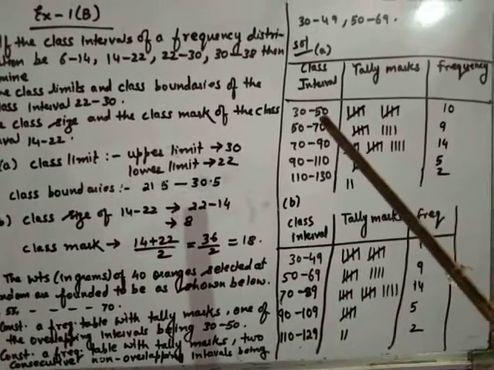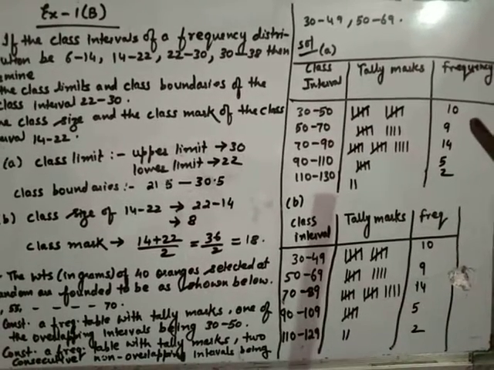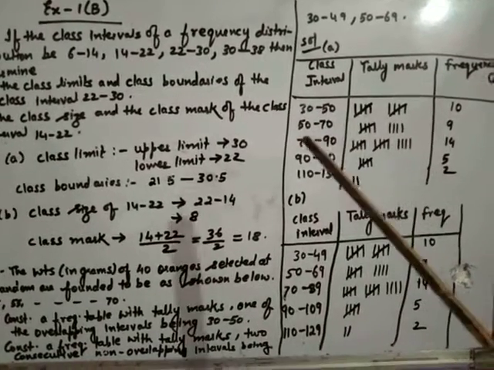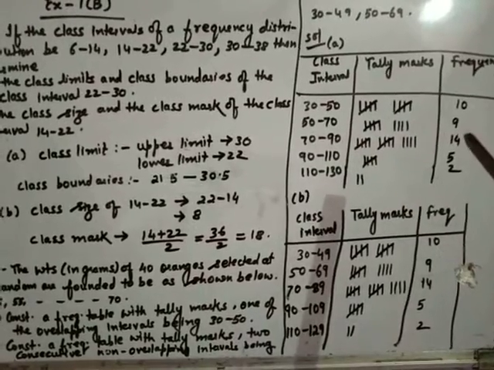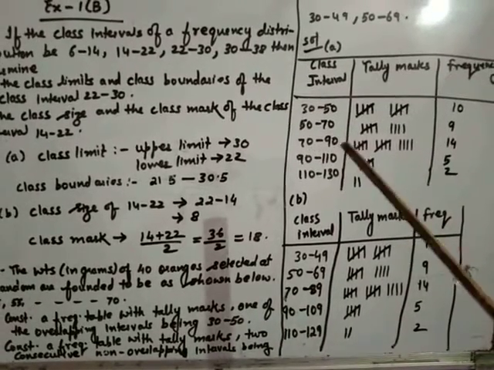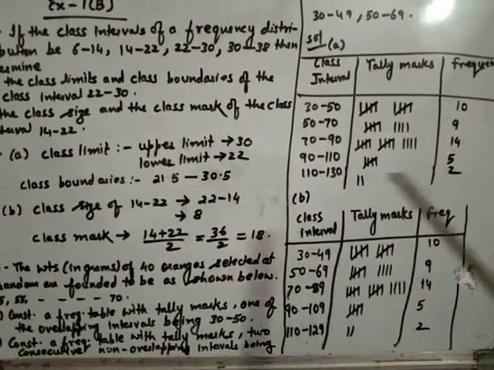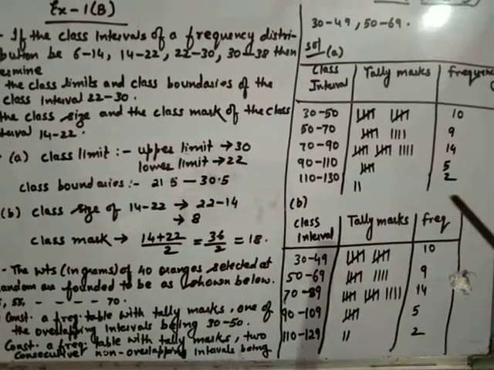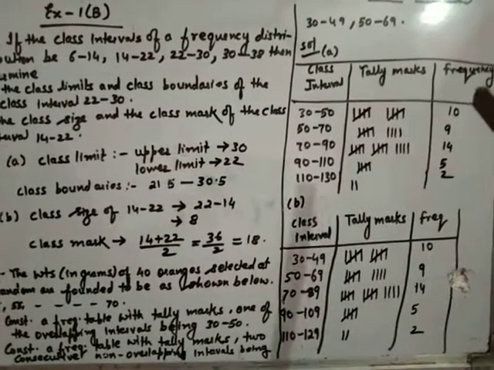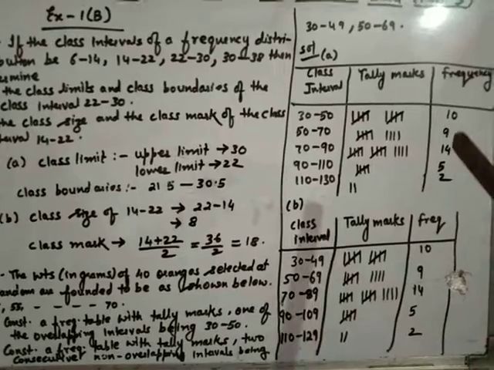Now from the given data in the question, the number of oranges from 30 to 50 is 10, from 50 to 70 is 9, from 70 to 90 is 14, from 90 to 110 is 5, and from 110 to 130 is 2. Okay. Now according to this frequency we draw the tally marks.